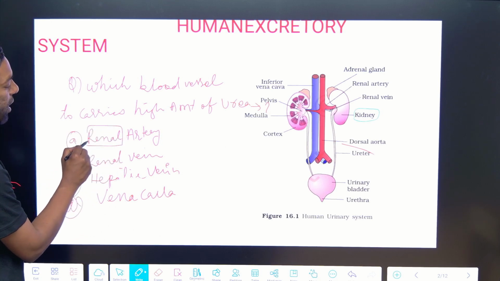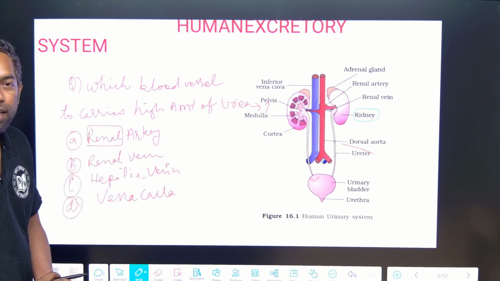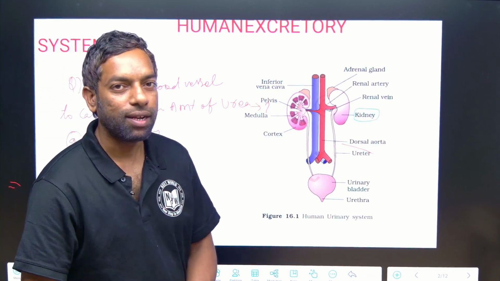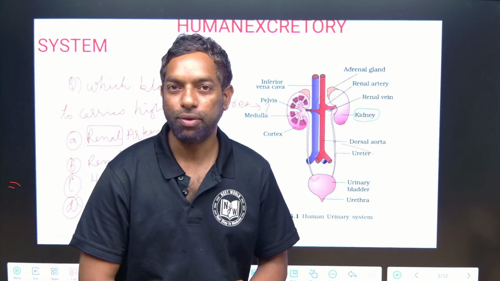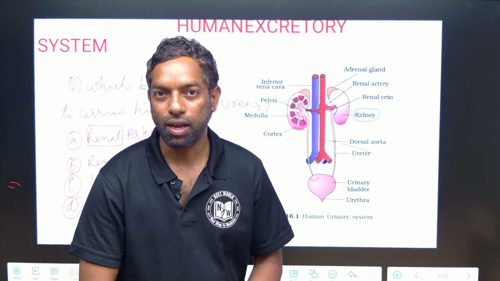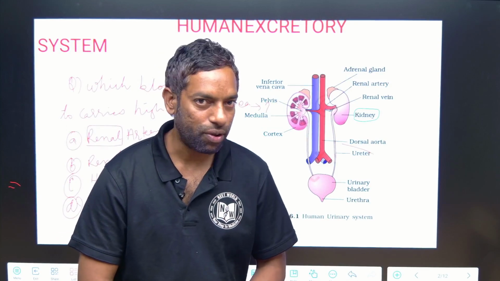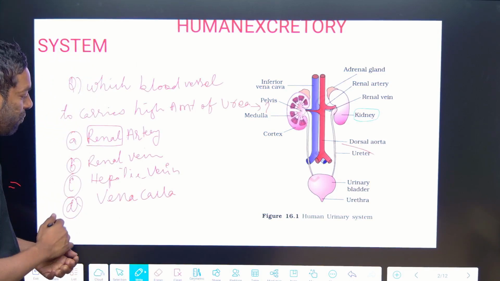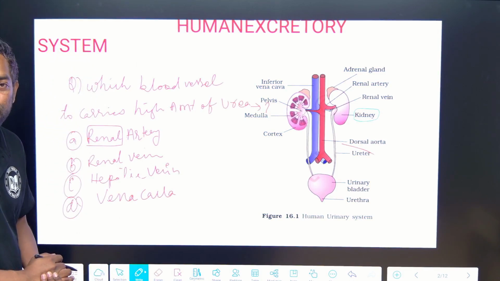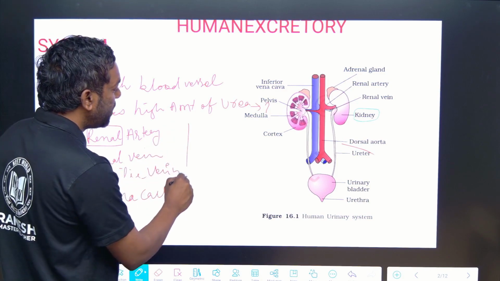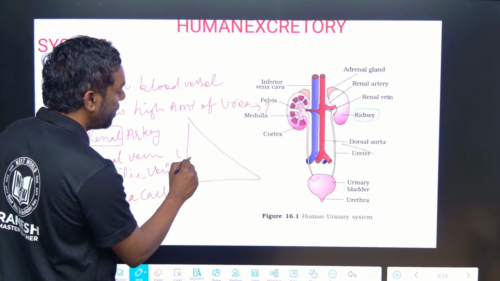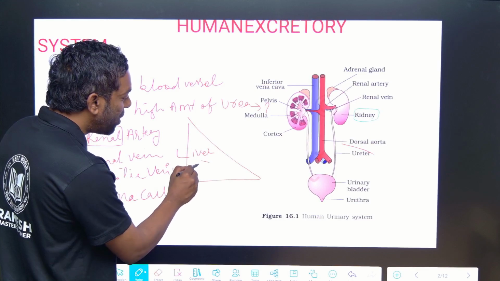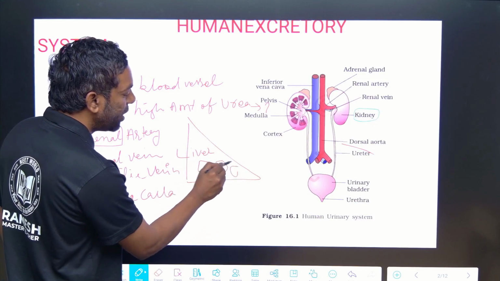Renal is the word related to the kidney. Most students think that renal is the term related to the kidney, so the renal artery carries a high amount of urea. But where does urea production take place? Urea production takes place in the liver, right? This is the urea production area.